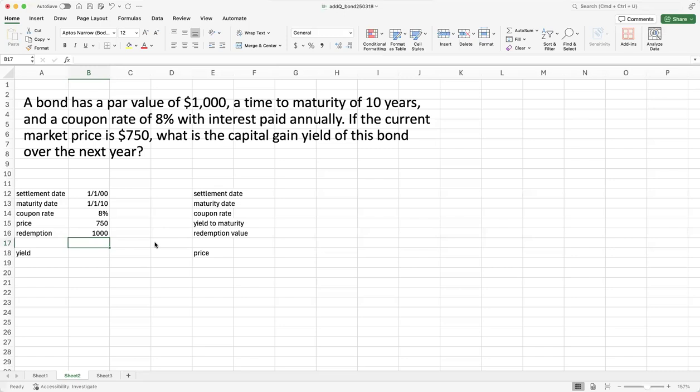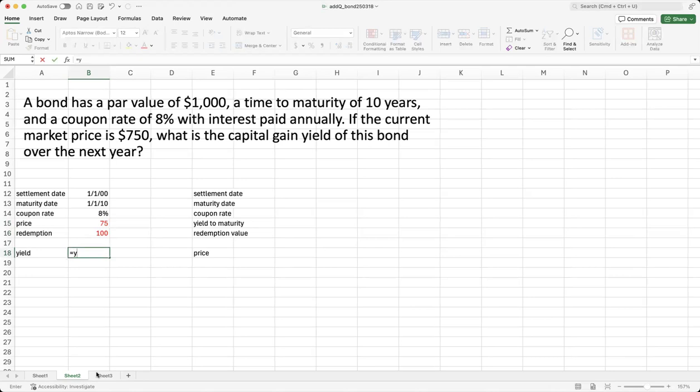We want to calculate its yield to maturity. Note that when we calculate the yield to maturity using an Excel spreadsheet, we always want to assume that the redemption value is 100. So I'm going to change this to 100. Then proportionally, the price is going to become 75 instead of 750. So the price is 75% of its full redemption value.